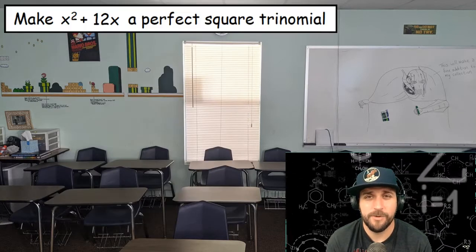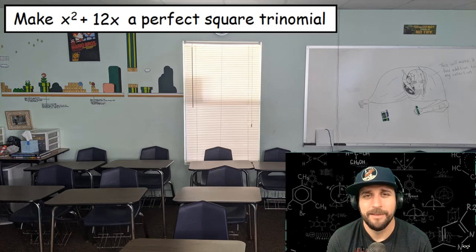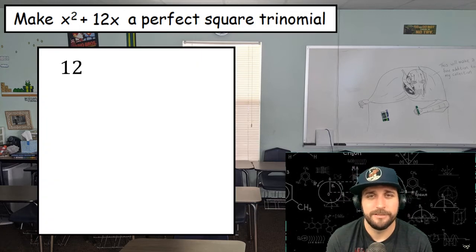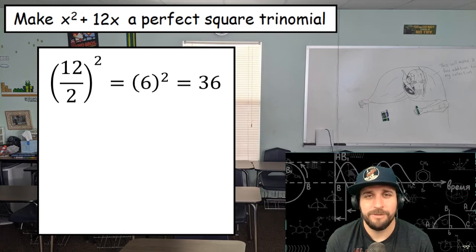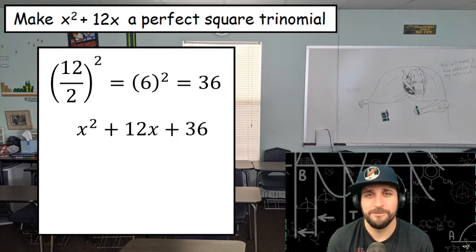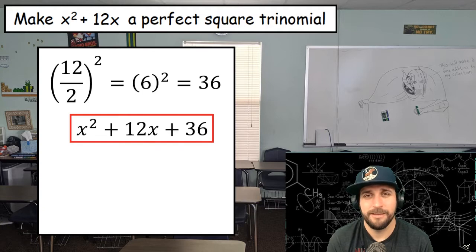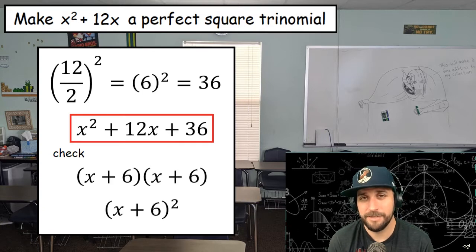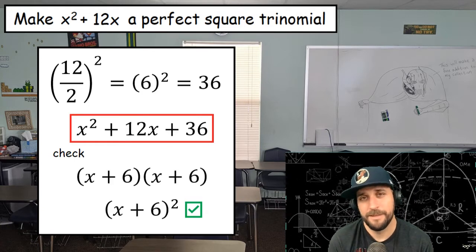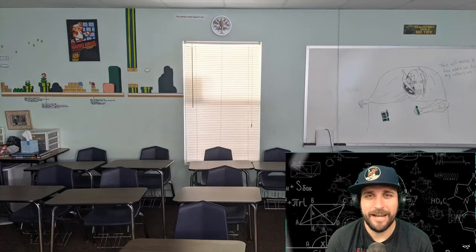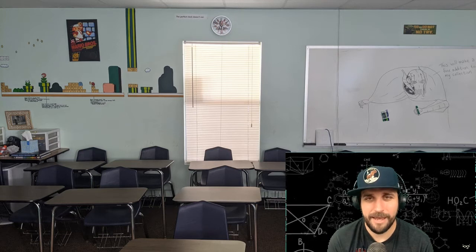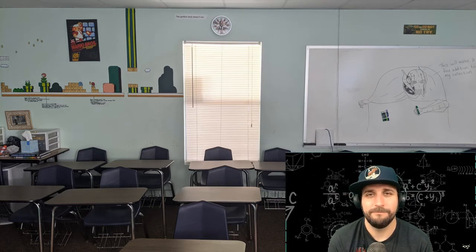On C, x squared plus 12x plus what? B is 12, divided by 2, square it. So it would be x squared plus 12x plus 36 would be my perfect square trinomial. If I factored it, it would turn into x plus 6 squared. So perfect square trinomials, b divided by 2 squared, add it, then we're good.